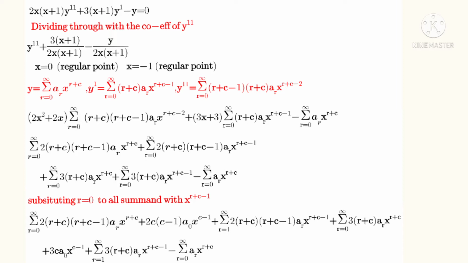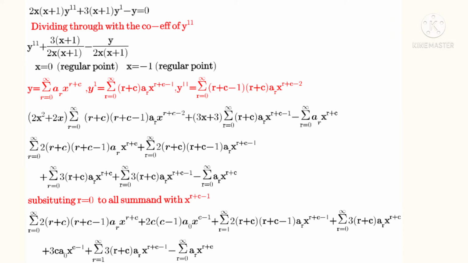So we'll be having x equals 0 as a regular point, and also x equals minus 1 to be a regular point, that is singular regular point. All right, so that's it. Now, for us to solve using the Frobenius method, we let our y be equal to the sum of a_r x raised to power r plus c, and the first derivative and second derivative are written there respectively.